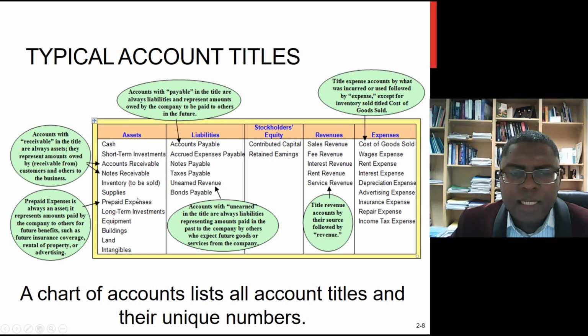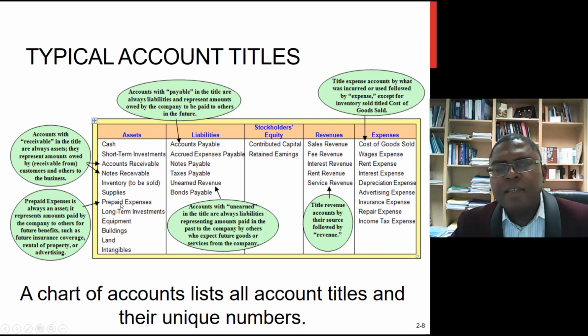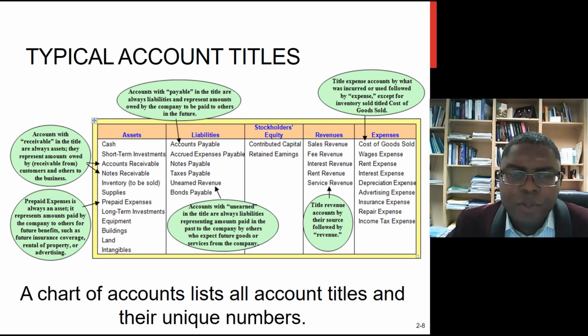Inventory is also an asset. Supplies are assets. Prepaid expenses are assets. The company pays and they expect service or benefit in the future. It could be prepaid bills, prepaid rent, prepaid salary. Those are all assets. Then we have long-term investments, equipment, building, land, intangible assets. Those are different asset accounts.